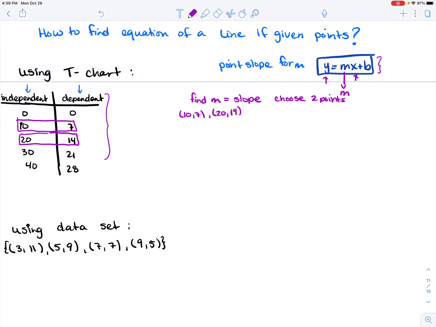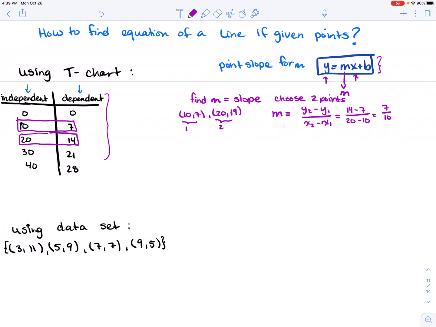Now, these sets of points are my number 1 points, and these sets of points are my number 2 points. And we know that slope, if you recall from previous tutorials, is y2 minus y1 all over x2 minus x1. So if I slot in my points, I have 14 minus 7 all over 20 minus 10. That leaves me with 7/10.